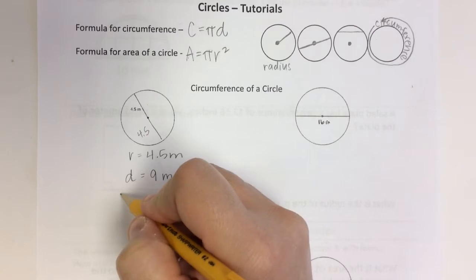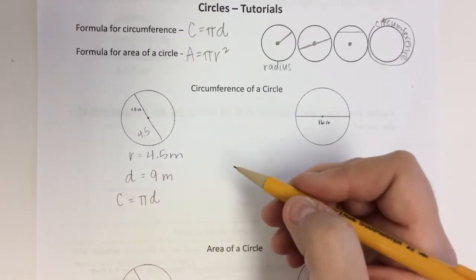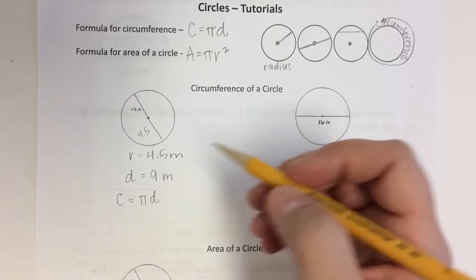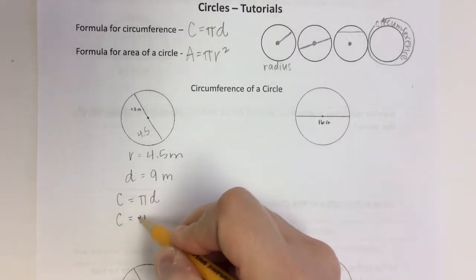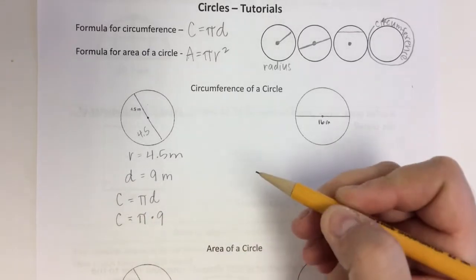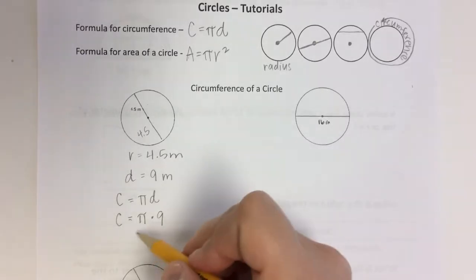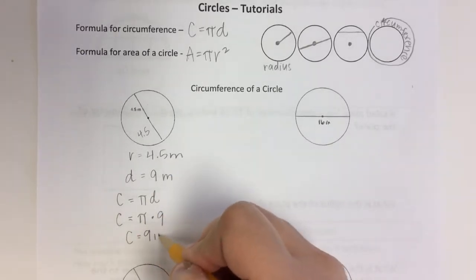And so then we're able to plug it into our formula for circumference. C equals pi times diameter. And so C equals, I'm going to leave pi as a symbol for right now. Pi times my diameter is 9. And so if we were going to leave these in terms of pi, my answer would be C equals 9 pi.